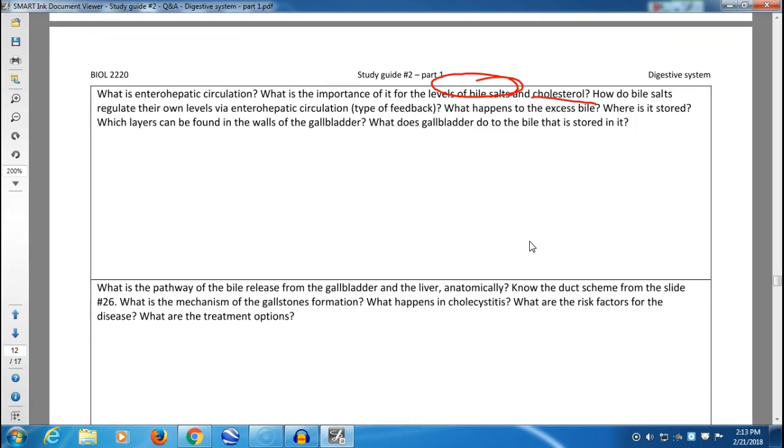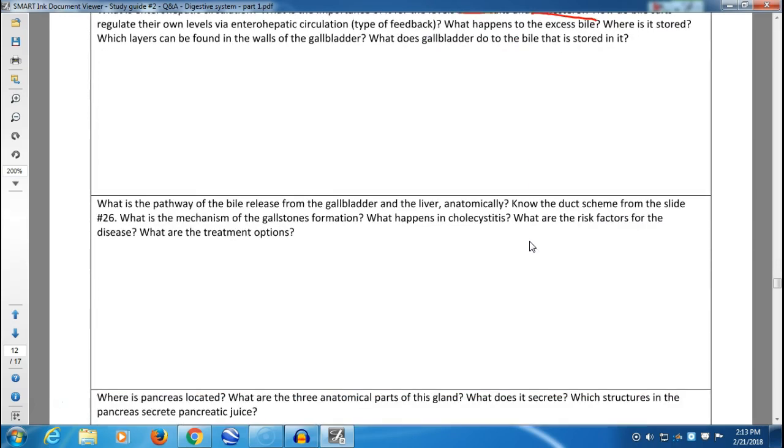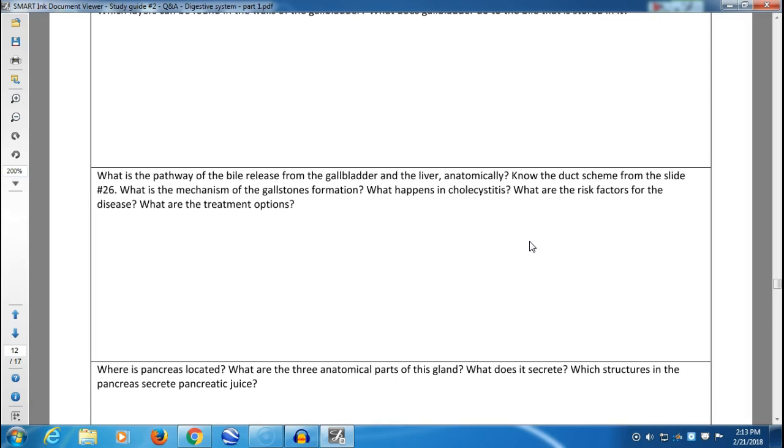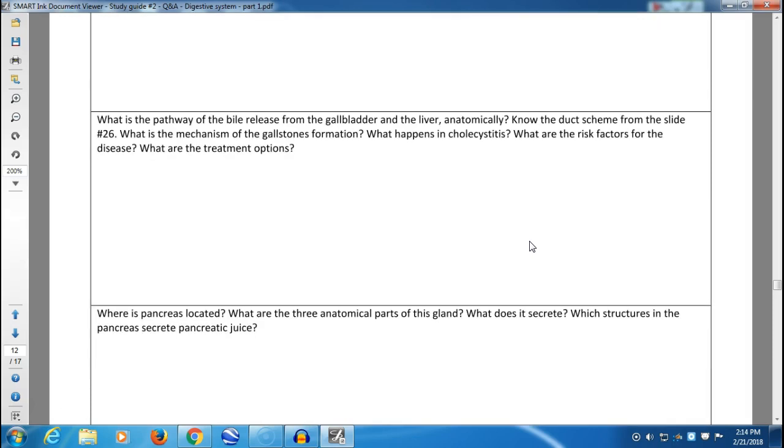There's no submucosa in the gallbladder. What is the pathway of bile release? We just talked about it. I'm going to ask. Mechanism of gallstone formation: bile gets concentrated, and cholesterol and calcium form gallstones. What causes pain in case of cholecystitis? A stone blocks the duct. Treatment option: get rid of the gallbladder. Risk factors: lack of motion, so just move around. And being old also doesn't help.